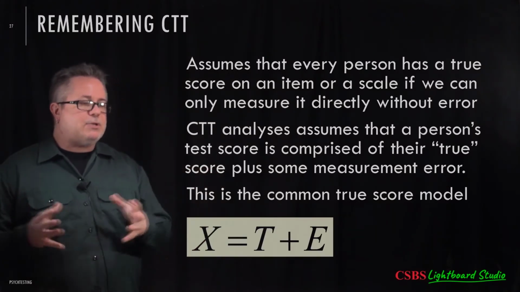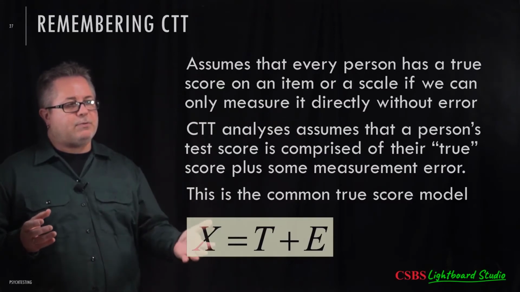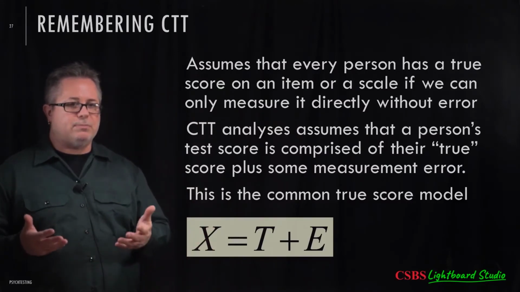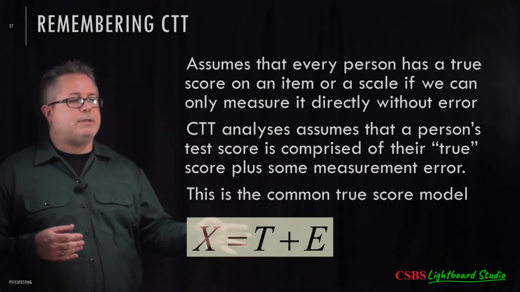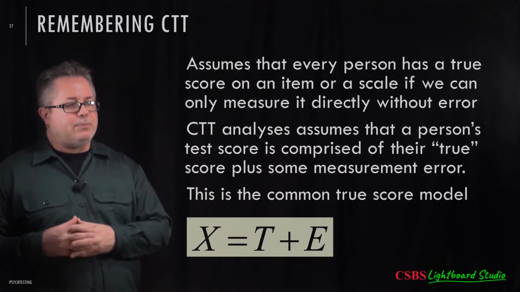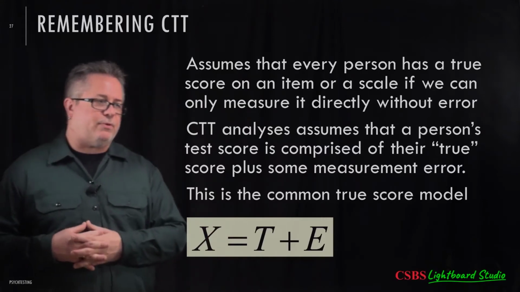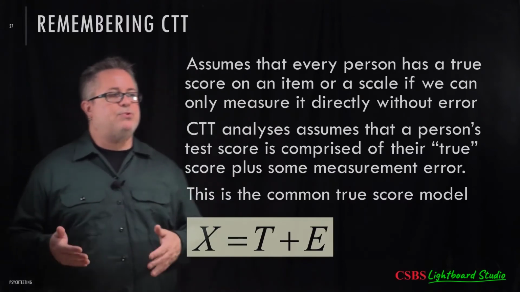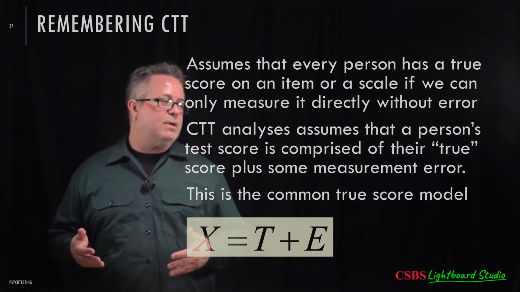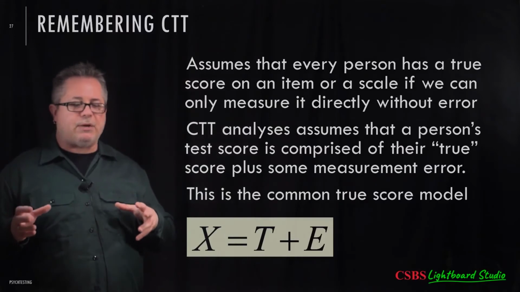Because of that, taking the mathematics away, I wanted to focus on conceptual understanding. So let's go back to the true score model, and we'll try to connect this to how factor analysis is working. CTT assumes that every person has a true score on an item or a scale that we can only measure directly without error, right?